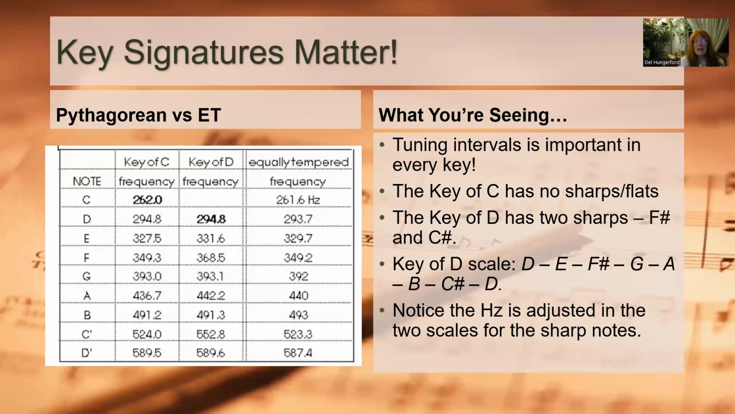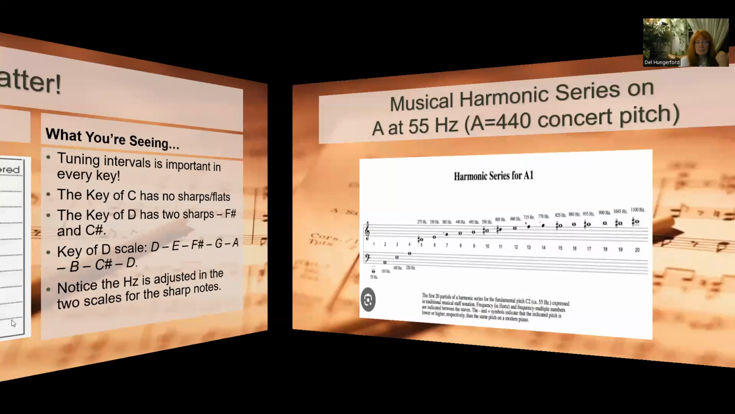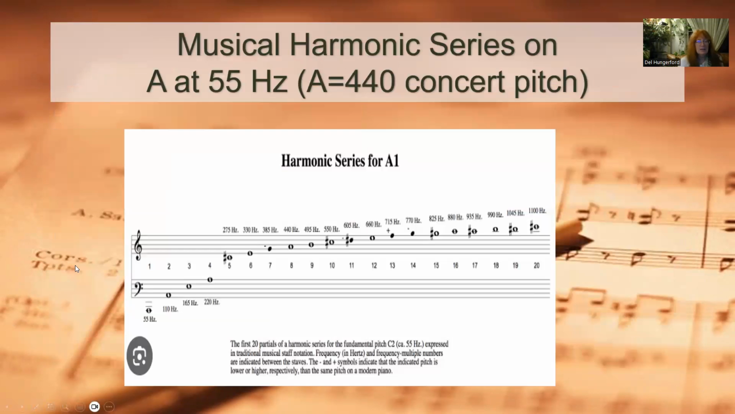Because the further away you get from the original key, the more sharps you add, the more flats you add, the more dissonant it will be, which is one of the reasons why they had so many problems in the early Baroque era. Here's an example of the harmonic series, setting A at 55 hertz in the A440 concert pitch.